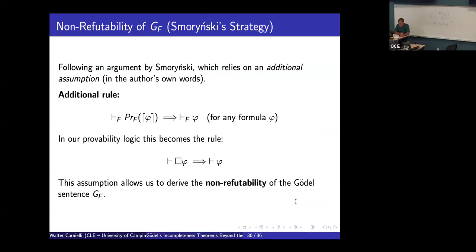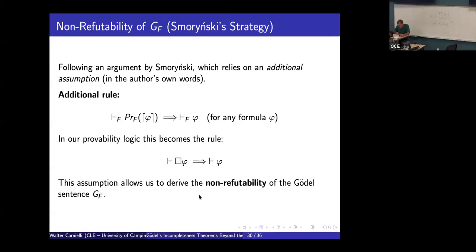Okay, so non-refutability of G usually is in Morinsky's strategy, following an argument by Morinsky, which relies on an additional assumption in his own words. The additional assumption is the following. If I read it in modal terms, it's easier. If I prove that phi is provable, then phi is provable. It's kind of the opposite of the necessitation rule. It's the anti-necessitation rule, which is not a theorem in this KL4, but it is an admissible rule, exactly. Admissible means you cannot prove it, but you can add it to your modal logic. You don't get any internal contradiction.